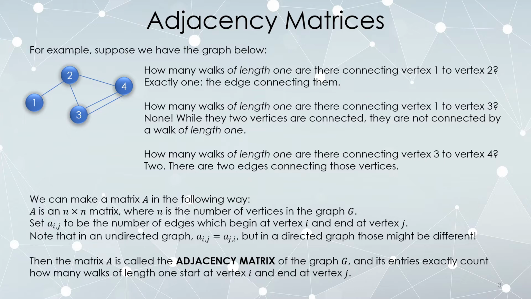This matrix is called the adjacency matrix of the graph, and its entries count how many walks of length 1 start at vertex i and end at vertex j, because the entries are simply how many edges connect vertex i to vertex j.